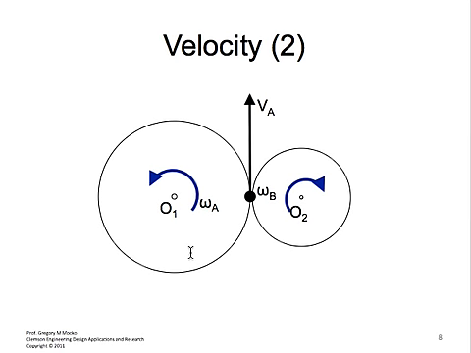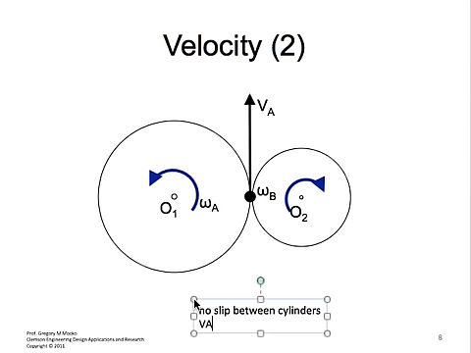Now when we bring these two cylinders together and we assume a no-slip condition, which is something good to assume when we look at teeth meshing, then VA is equal to VB. In other words, the pitch line velocity at points A and B is the same.